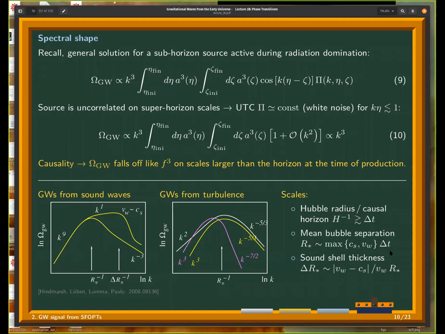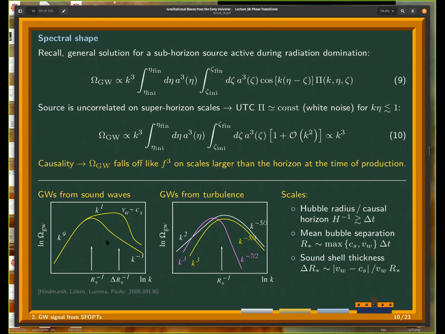at the time when they begin to percolate, all right? And that is a characteristic scale. And then this determines a change in the power law behavior, which is very close to the peak in the gravitational wave spectrum from sound waves.